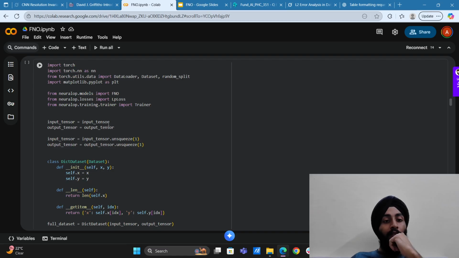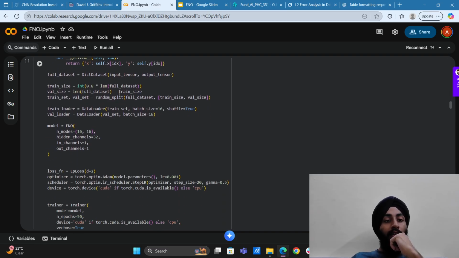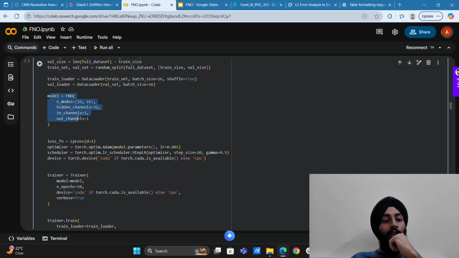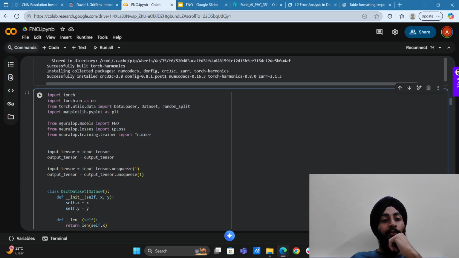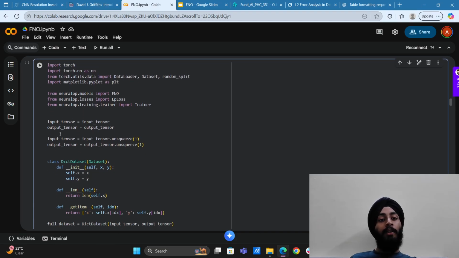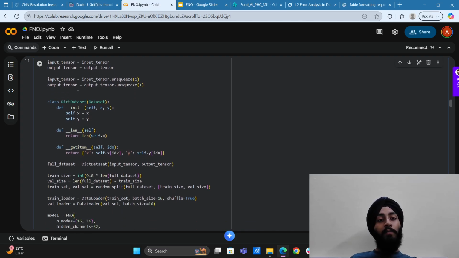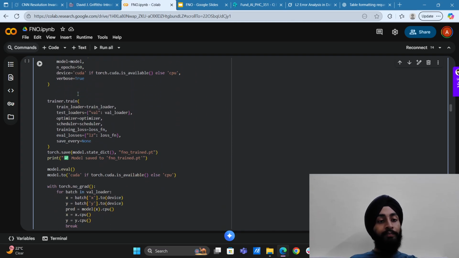I defined my input and output tensors, and after that I defined my Fourier neural operator model. I have implemented these Fourier layers using the NeuralOps library. This was a very good paper that was released some years back. It includes the basic building blocks, the neural layers, for building many of the possible neural operators, maybe a convolutional neural operator or a U-Net neural operator, even a spectral neural operator. You can implement all of these using the NeuralOp library. So I've implemented a Fourier neural operator using this.